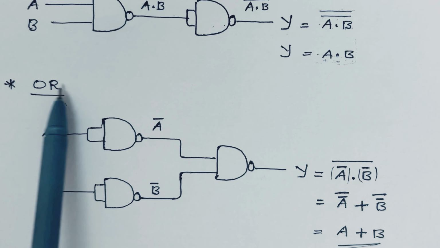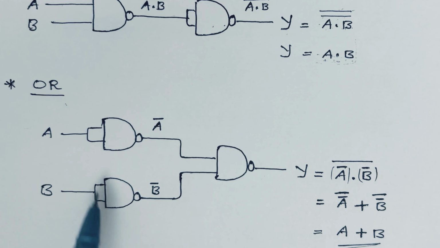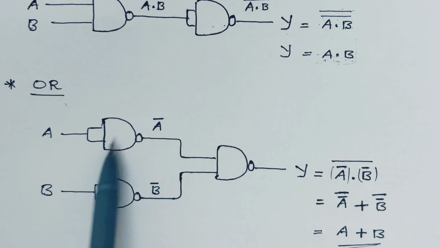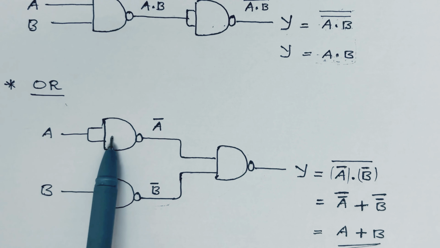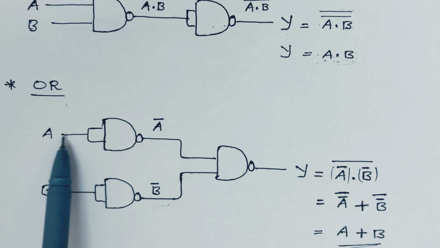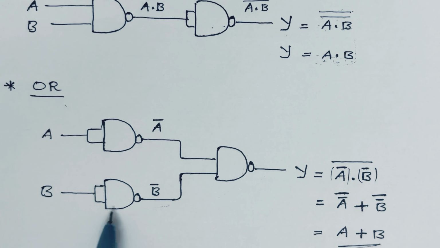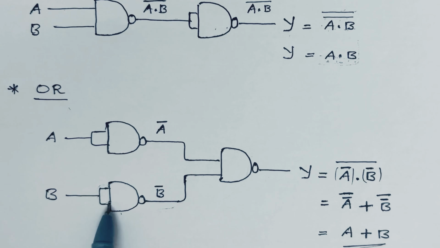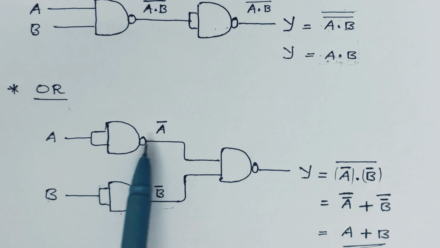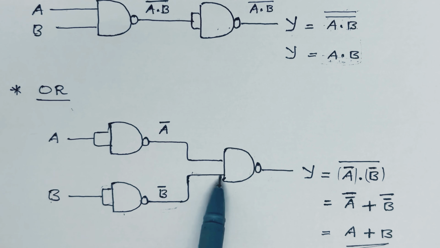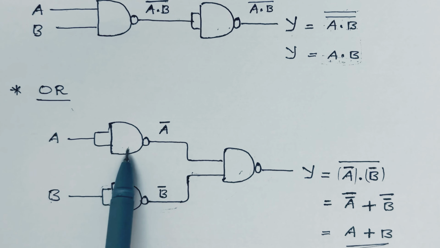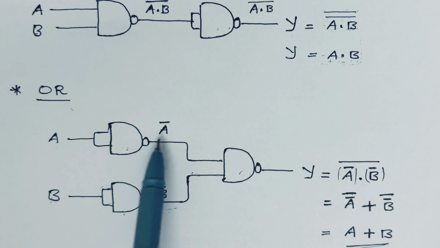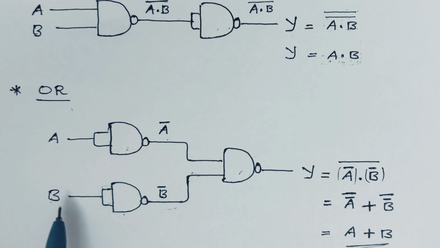Now the next one is the OR gate using NAND gates. This is the circuit diagram of an OR gate using NAND gates. Three NAND gates are used here. The first NAND gate has its inputs shorted and we give the first input A. The second NAND gate again has its inputs shorted and we give the second input B. Now the outputs of the first and second NAND gates are given to this third NAND gate. If the inputs are shorted, it works as a NOT gate. So if the input is A, the output is A bar. Here the input is B, so the output is B bar.